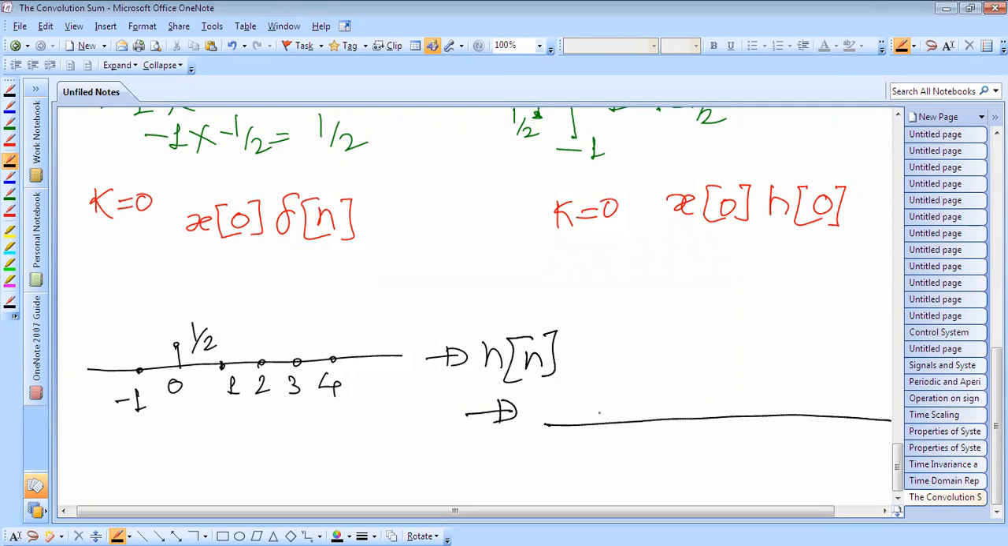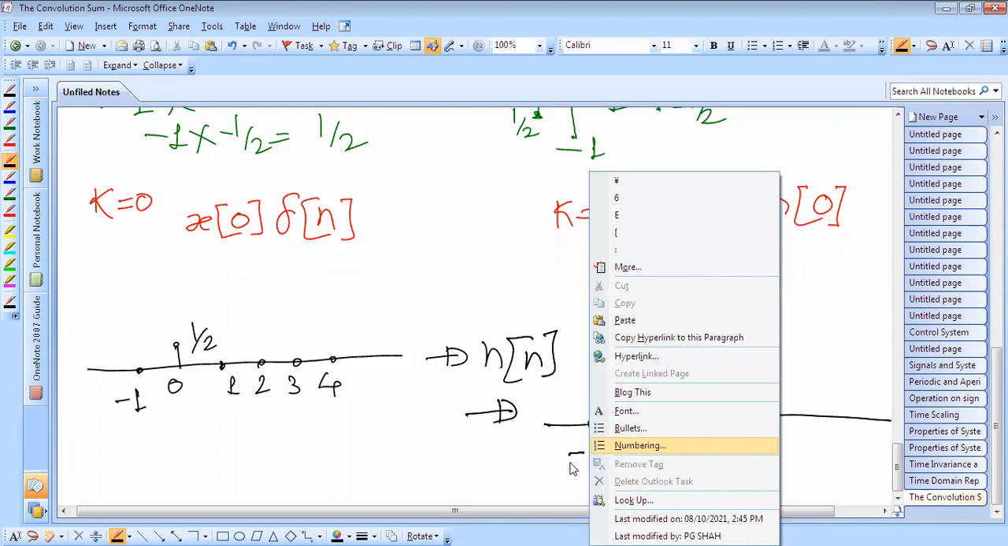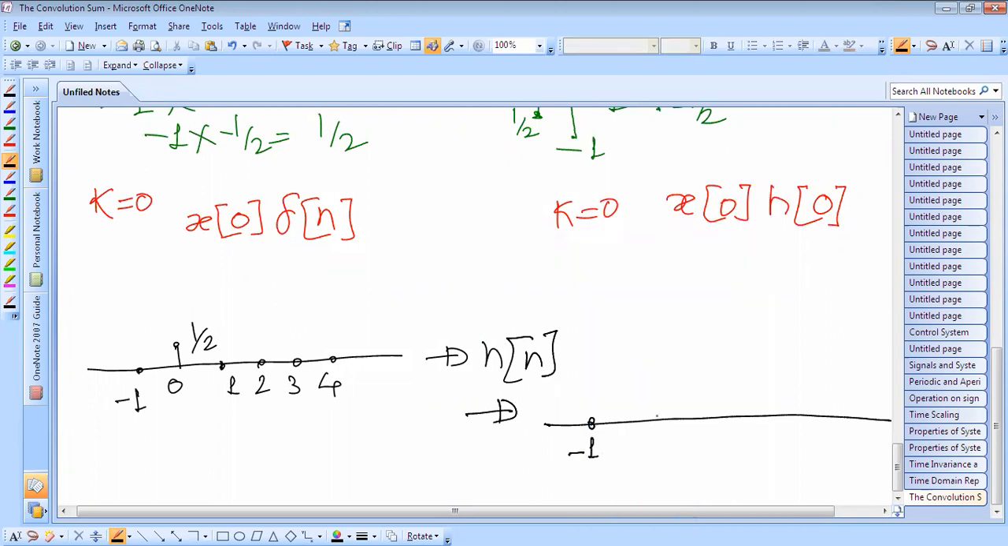I will not do all the things as in the previous. I will directly write now here, this is minus 1, this is 0, this is 1. For 1 it is minus half. For 2 it is minus half, and for 3 it is plus half. Okay, so this will be the signal x of 0, h of 0 for k is equal to 0.